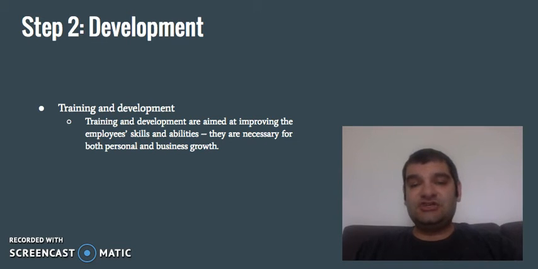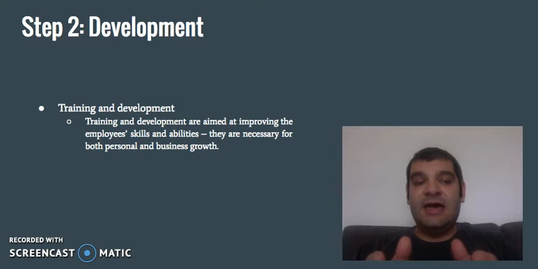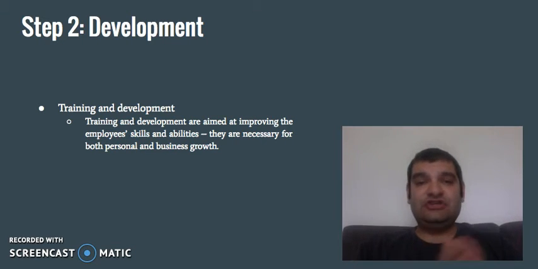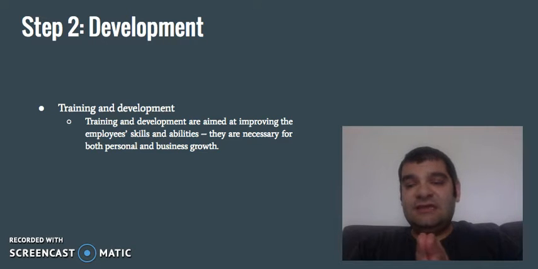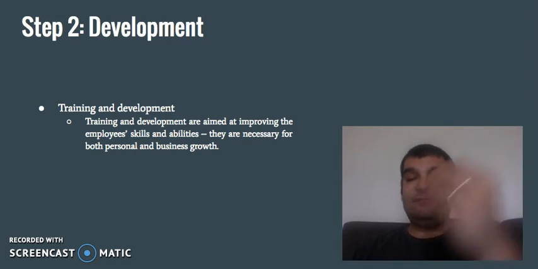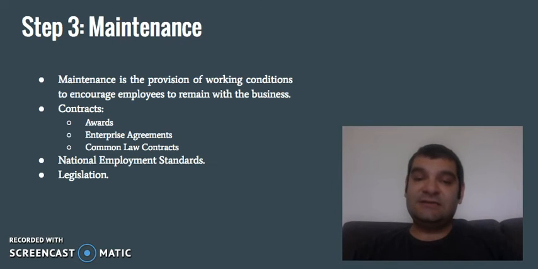So, if an organization were to spend thousands and thousands of dollars training an employee in a certain software or a certain machine, the intention is that that person will then stay with the organization long enough where the organization can then see a return on the investment in that person, either through productivity or if that person then trains other people to do the job as well. Now, this then leads to step three in human resources, which is maintenance.